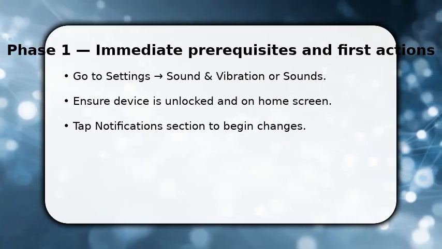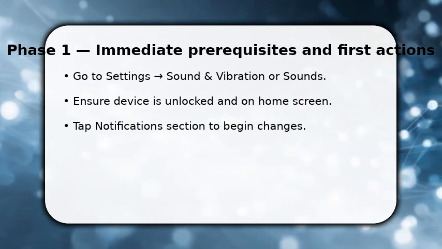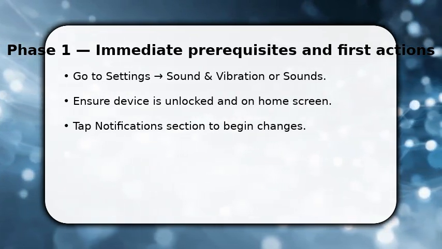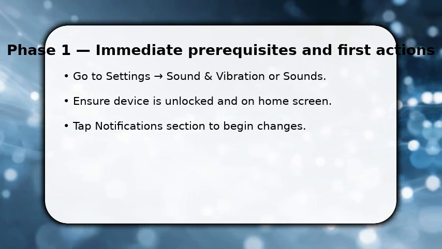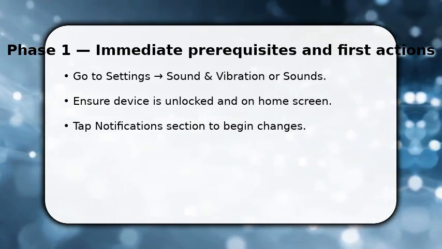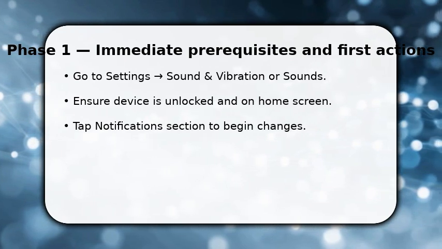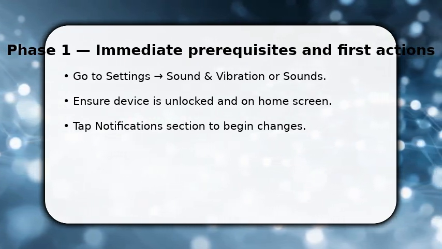You start by opening Settings, then tapping Sound and Vibration. This is where notification patterns live. Once done, select Notifications to list apps and categories because vibration options are tied to each notification type.